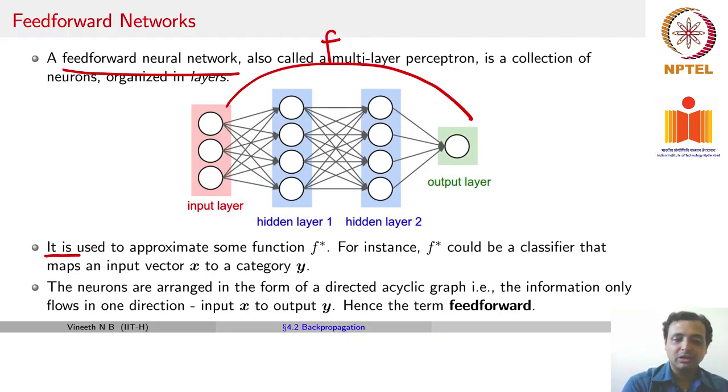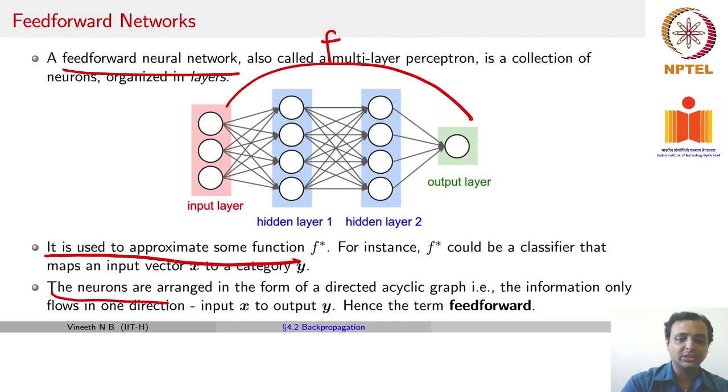So, as I just mentioned, a neural network is typically used to approximate some function f star. F star is the ideal function that in machine learning, given an input, can assign the correct label for that particular input. So f star could just be a classifier also, and through the neural network, we'd like to approximate this function f star.